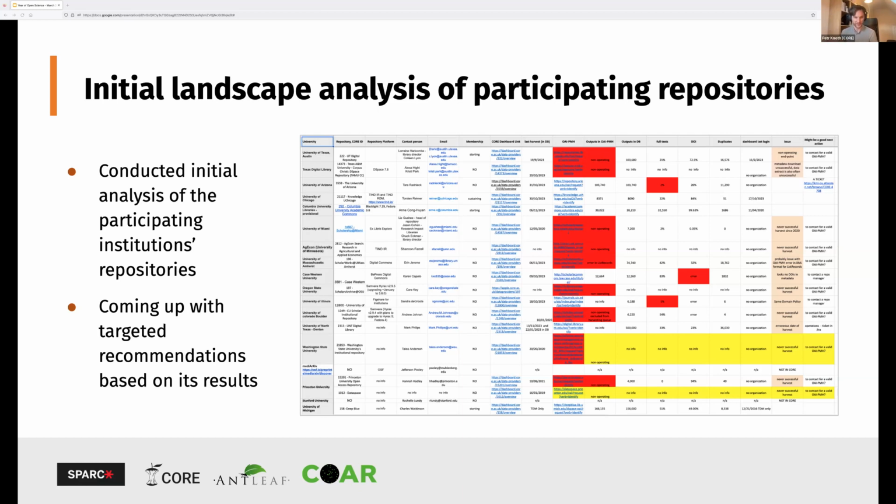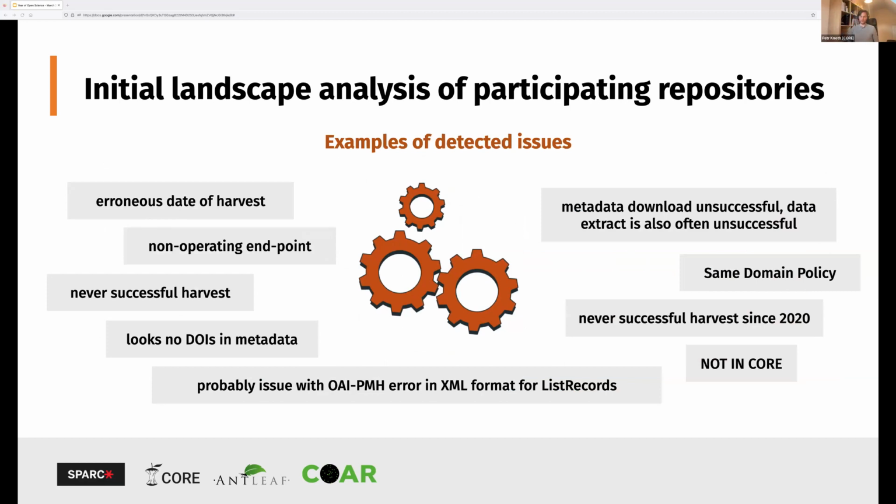Next slide, please. So what were some of the issues that we have identified? We have identified a wide range of issues where, for instance, the institutions are not necessarily exposing the metadata in the right way.